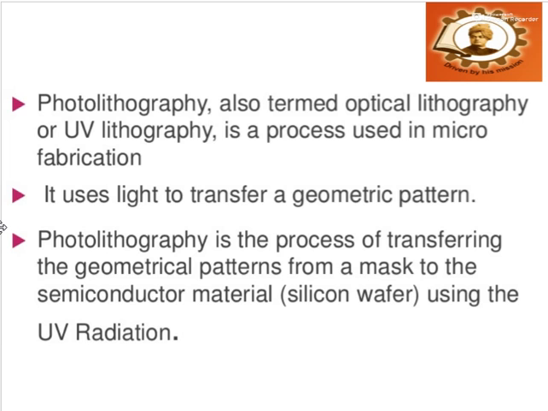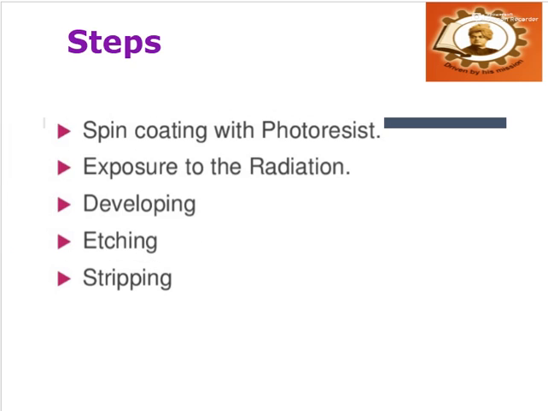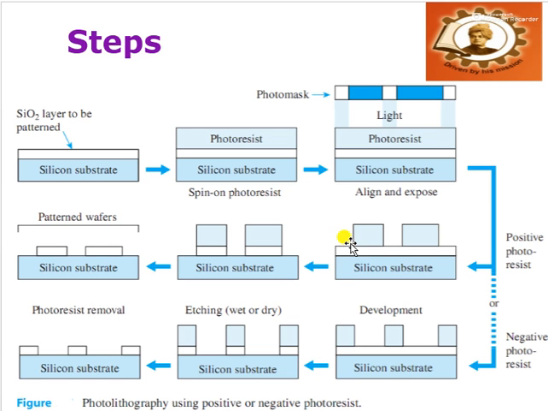So photolithography may be termed as transferring the geometrical pattern from a mask to a semiconductor material by using UV radiation. Now different steps are required for the total process of photolithography: spin coating with a photoresist, exposure to the radiation, developing, etching and stripping. Next, the slide shows the different steps of photolithography using positive or negative photoresist.